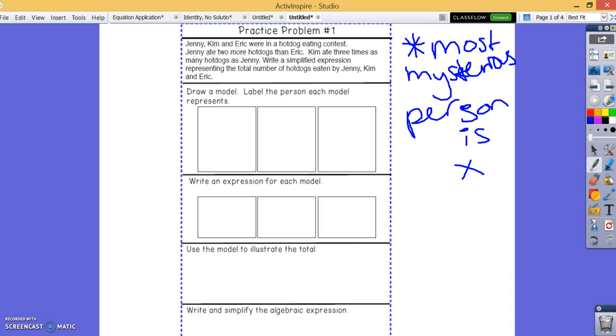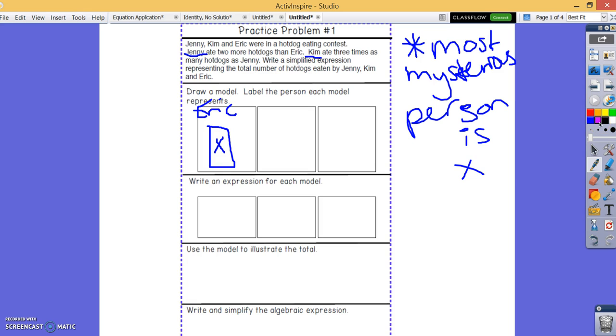So it says, Jenny ate 2 hot dogs more than Eric. Kim ate 3 times as many hot dogs as Jenny. So the person we don't know anything about is Eric. So I'm going to draw Eric right here, and we're going to call Eric just plain X because we don't know anything about him. Now, because we're drawing models, we're going to draw X as a long rectangle, and then any regular numbers we'll draw as the little plus or minus sign like we've done in the past. Okay, so we know Eric is X. We don't know anything about him.